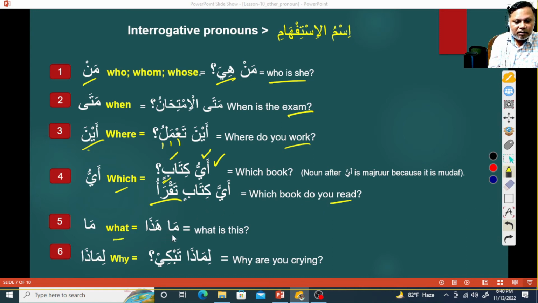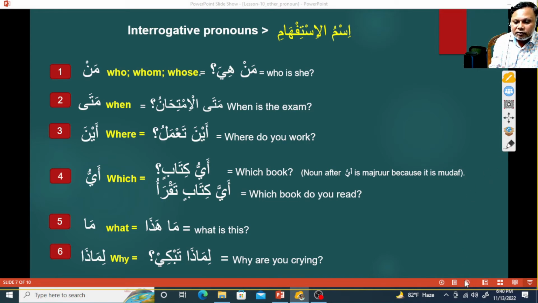Ma means what. Mahaza, what is this? And limaza means why. Like limaza tafki. Limaza tafki means why are you crying? So this is the very simple example I just picked for you.